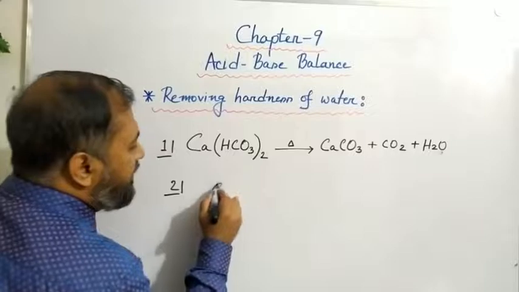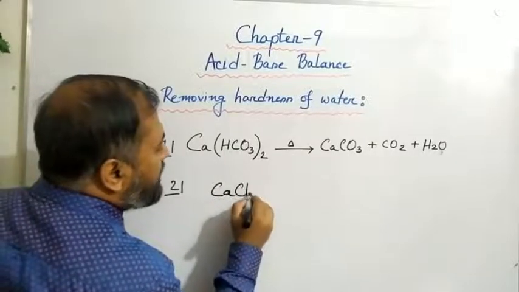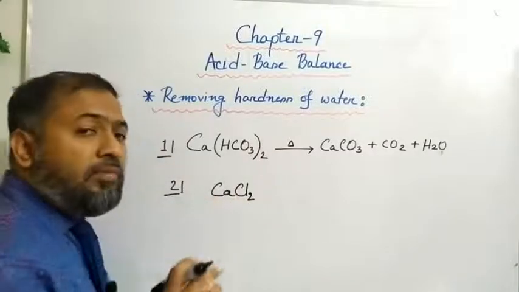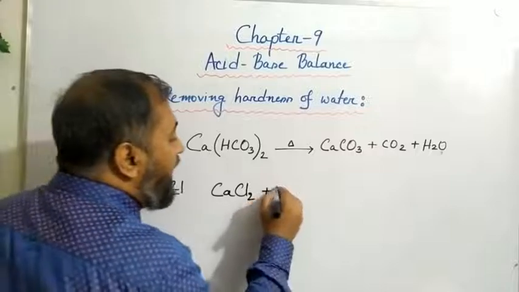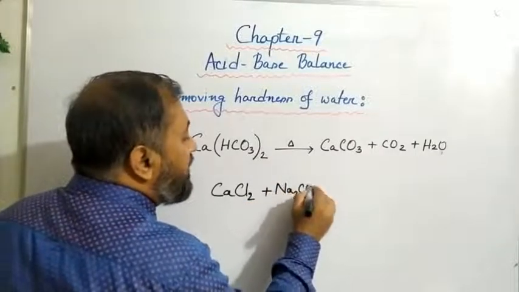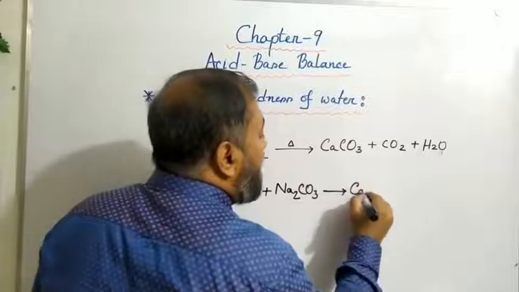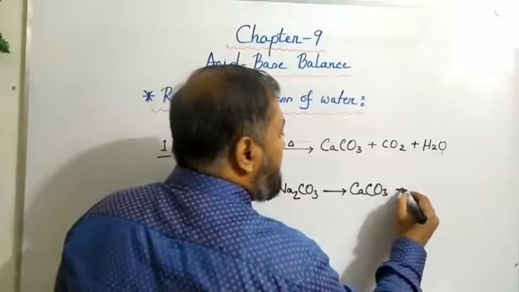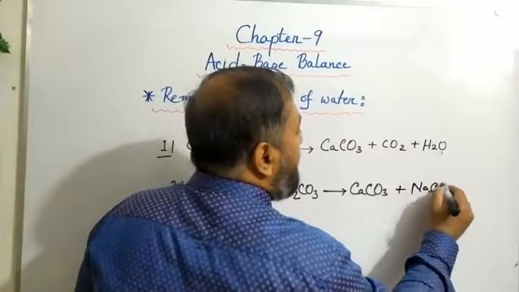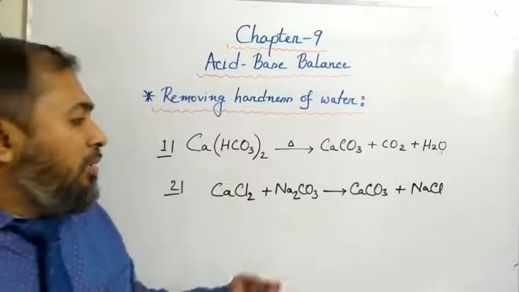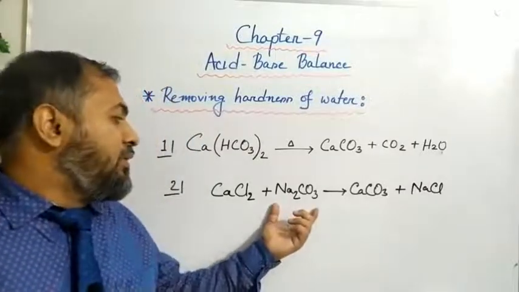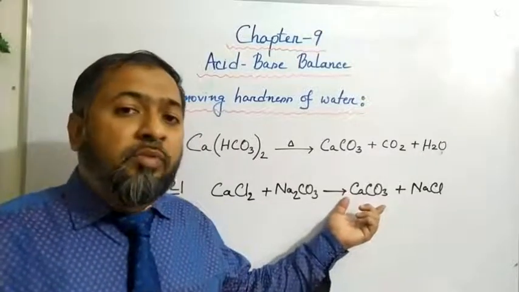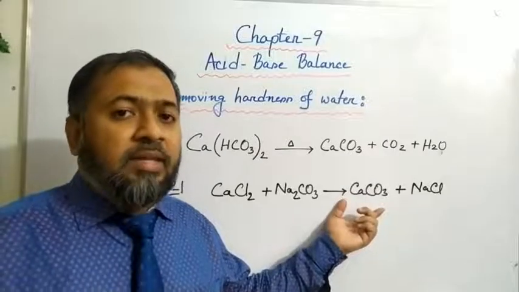Now students, you can see that chloride salts of calcium and magnesium and sulfate salts of calcium and magnesium cause permanent hardness. When we add sodium carbonate, it will produce calcium carbonate, which cannot dissolve in water, and at the same time it will produce sodium chloride salt. Now by adding sodium carbonate in hard water, hardness of water is removed by forming calcium carbonate and magnesium carbonate.